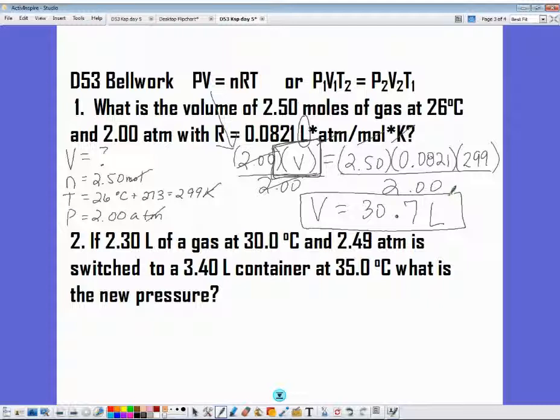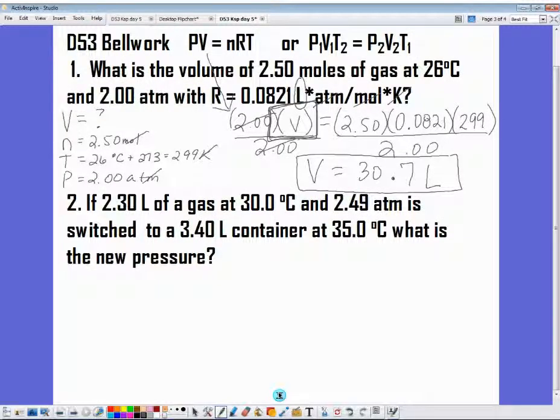Okay, you with me? All right, so I want to bring this up just a touch. Let's hope it doesn't go up too much. It did not. All right, this question says, if 2.30 liters of a gas at 30 degrees Celsius and 2.49 atmospheres is switched to a 3.40 liter container at 35 degrees Celsius, what is the new pressure?